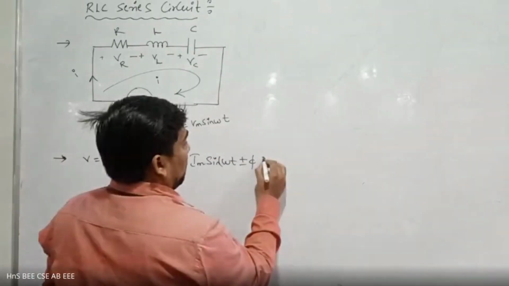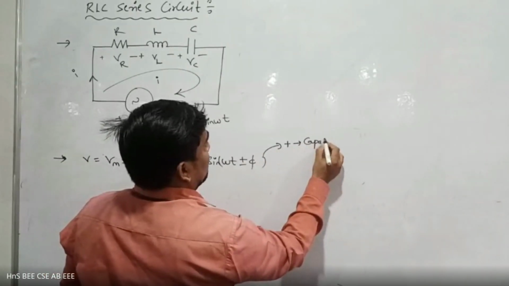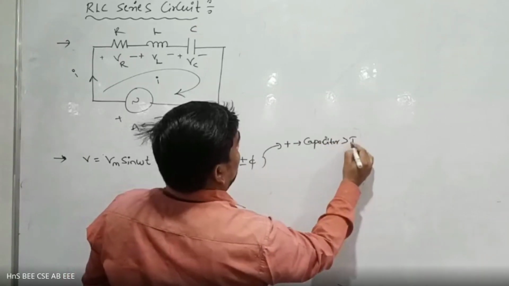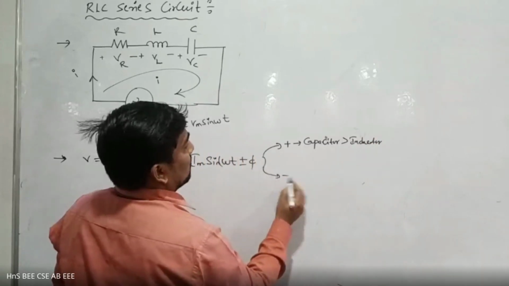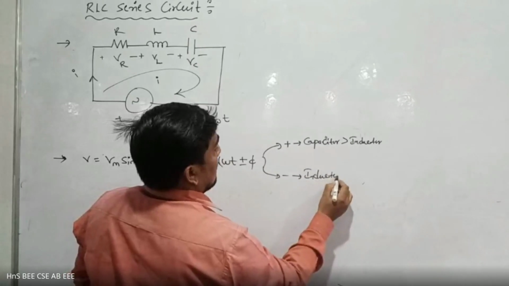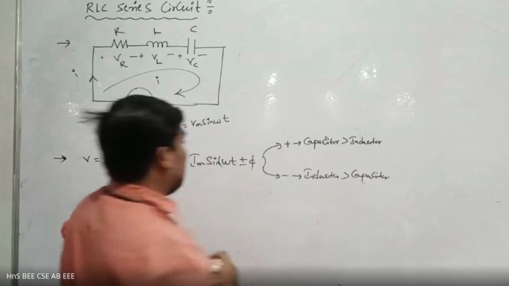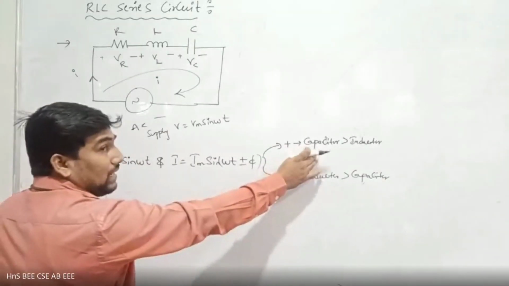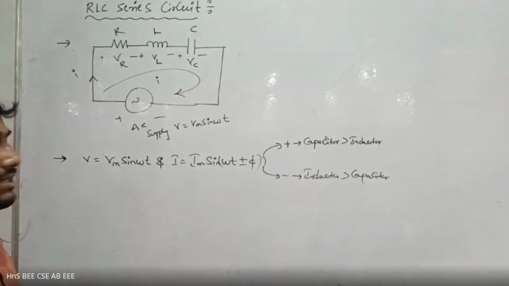For example, if you are taking plus, that means the capacitor is more compared to the inductor. If you are taking minus, the inductor is more compared to the capacitor. This is the total meaning of plus or minus. If you are taking plus, the capacitor has the higher value. If you are taking minus, the inductor has the higher value in our RLC circuit.